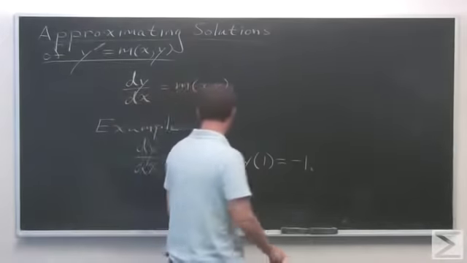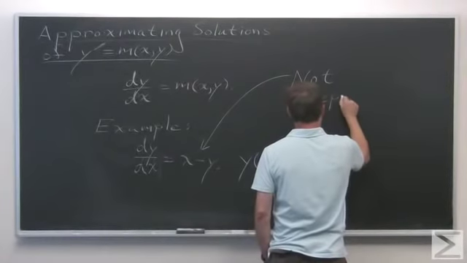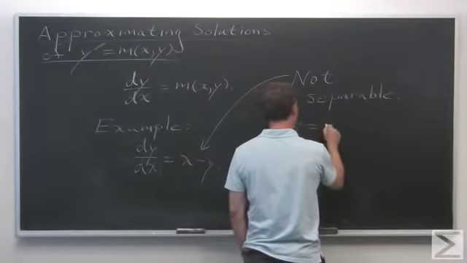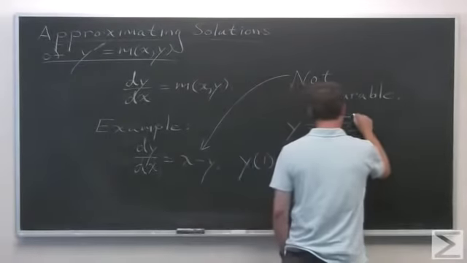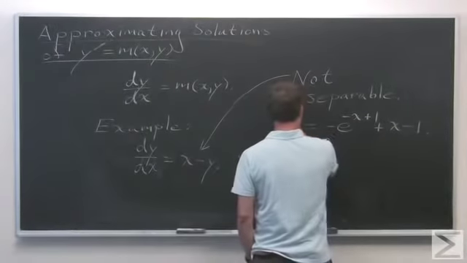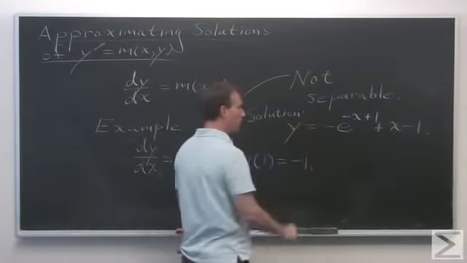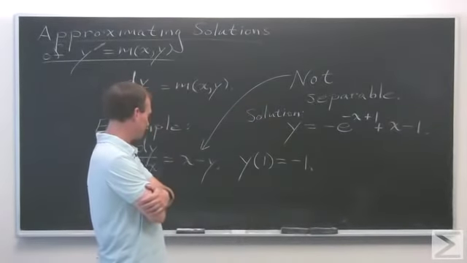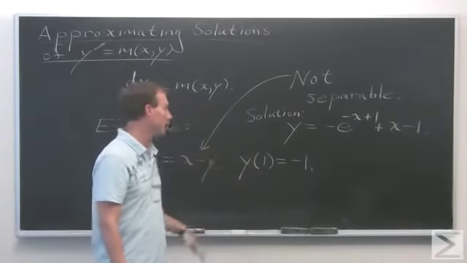A solution to this is not separable. However, it can be shown, it's not particularly difficult, but it's beyond what I want to do today or in the textbook, that the explicit particular solution to this initial value problem is y equals negative e to the minus x plus 1, plus x minus 1. But what we're going to look at today is, suppose you didn't know that.